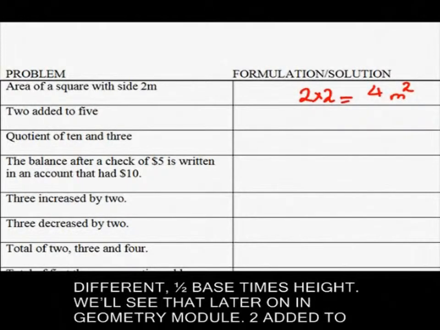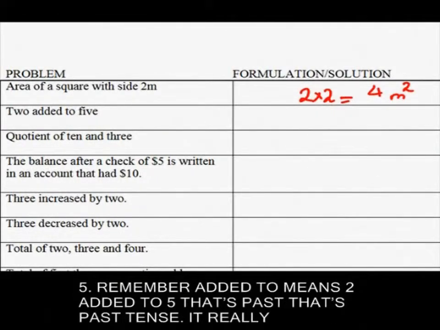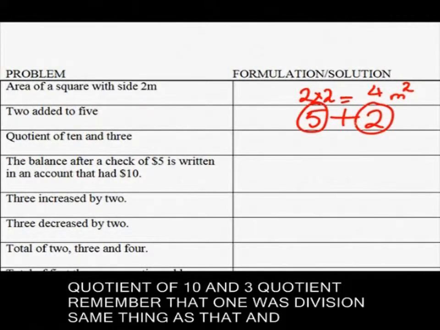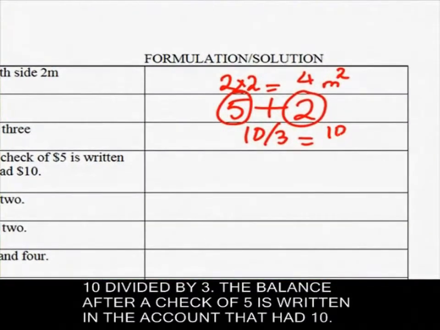Triangle is a little different. 1/2 base times height. We'll see that later on in geometry module. 2 added to 5. Remember, added to means 2 added to 5. That's passive tense. It really doesn't matter because of the commutative property. You can write 5 plus 2 or 2 plus 5. Quotient of 10 and 3. Quotient, remember, that one was division. Same thing as 10 divided by 3.